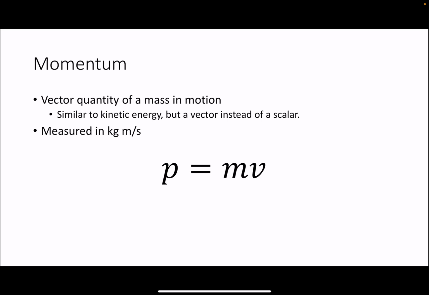The kinetic energy we talked about last time was the energy of a mass in motion. It's the same idea except energy was a scalar, and so this time we need a vector. We need something with direction. It's measured in kilograms meter per second.